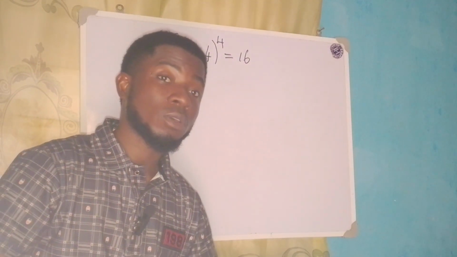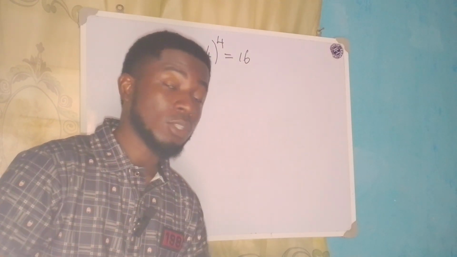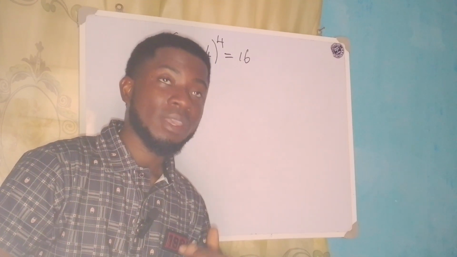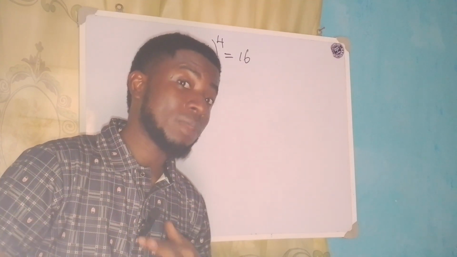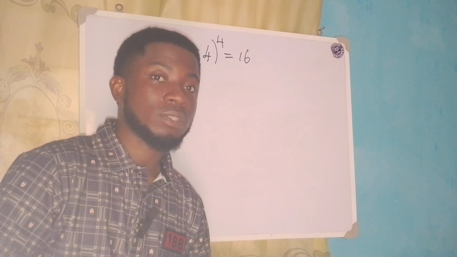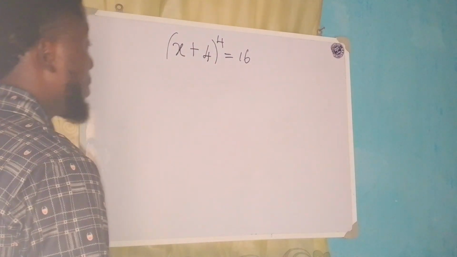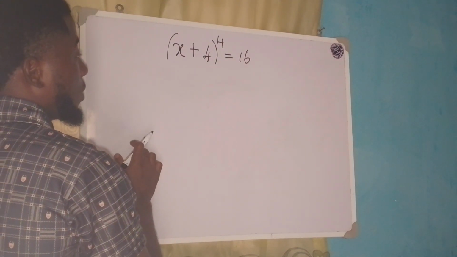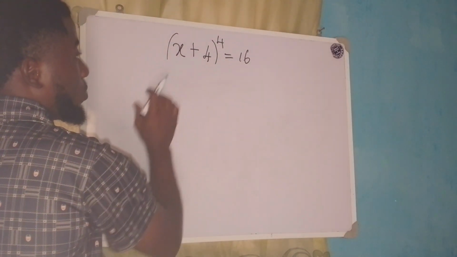That is, if you want to solve everything in detail, you want to get the real solutions and you also want to get the complex solutions. So let's dive into this. Okay, so the first thing I want to do from here is to take the square root of both sides.